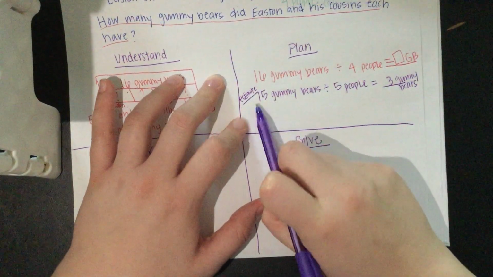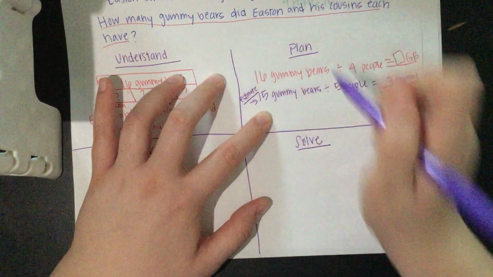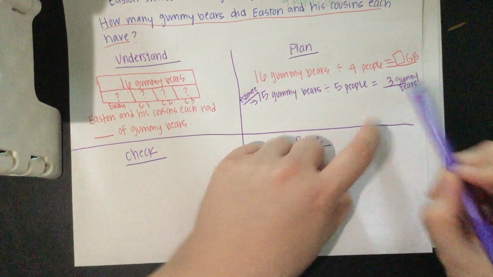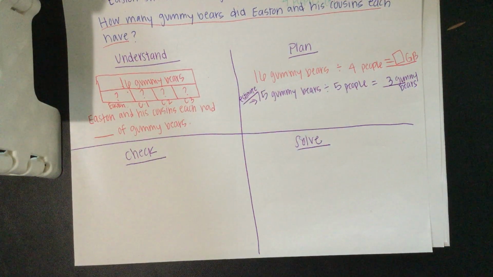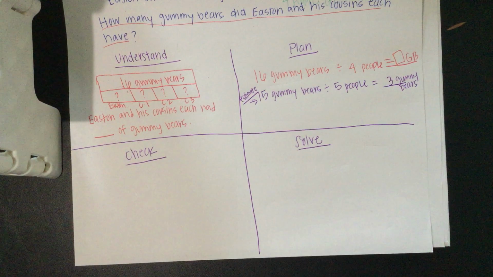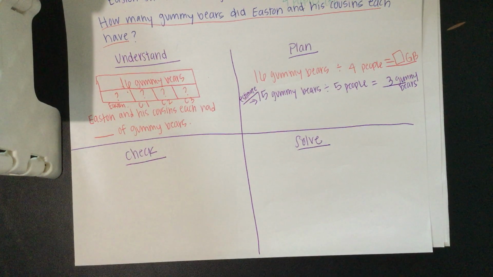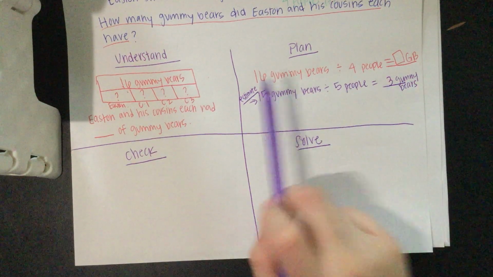Okay, this is our estimate right here. This is not my answer. My answer should be close to 3. My answer is not 3, but my answer should be close to 3. So when I get my answer, if it's really far from 3, then I know that I did something wrong, okay? Maybe I did the wrong operation, but we're dividing here.